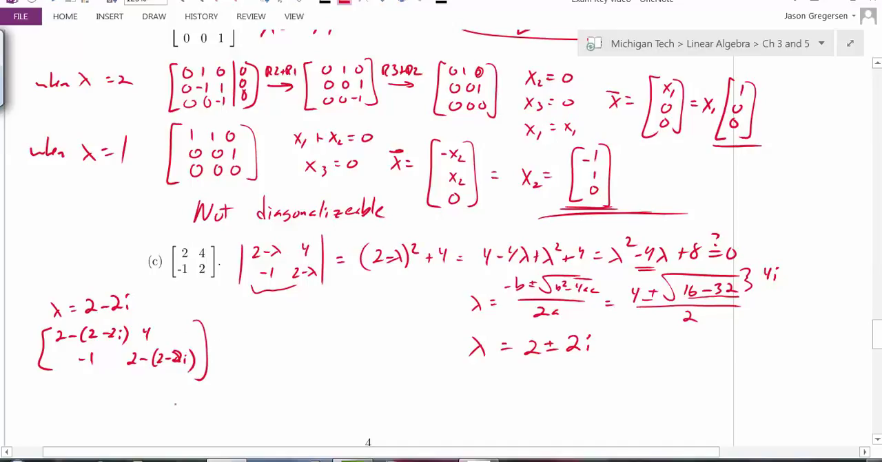Now instead of doing any kind of row reduction here, I'm going to realize that for there to be non-zero eigenvectors, these two rows have to be multiples of each other. So I'm just going to grab one of the rows. In this case, I'm going to choose to grab the first row. So I'll simplify that a little bit. This says 2 minus 2 is 0, and minus 2i is positive 2i.